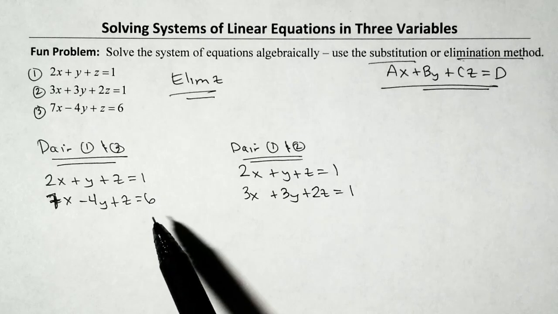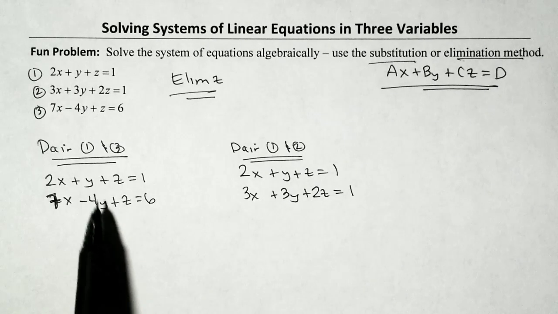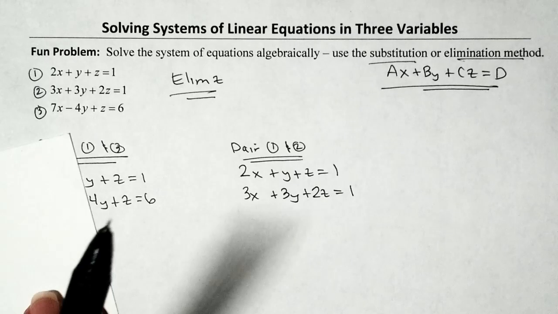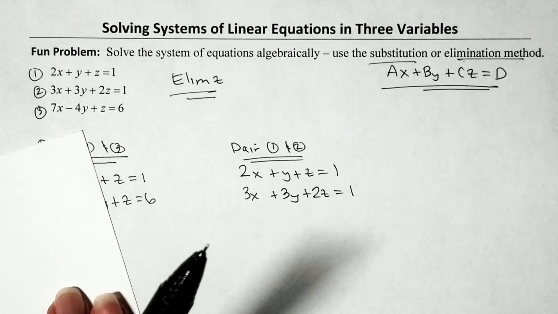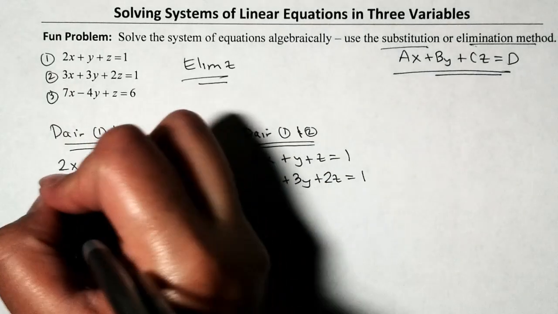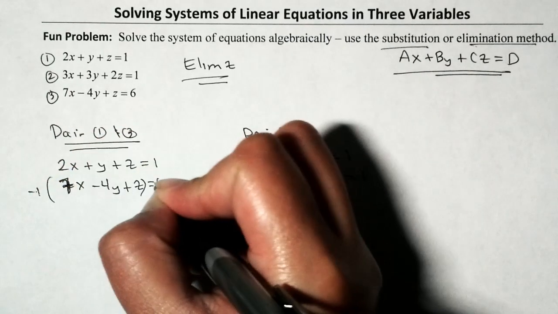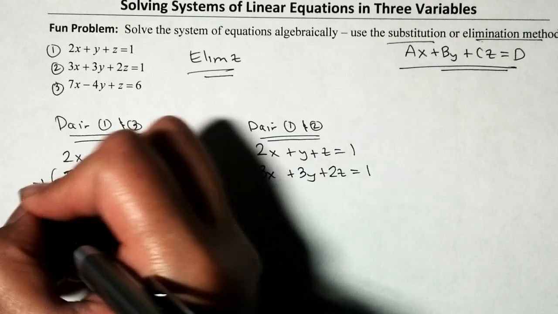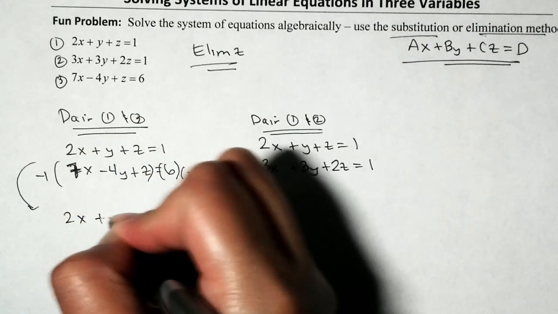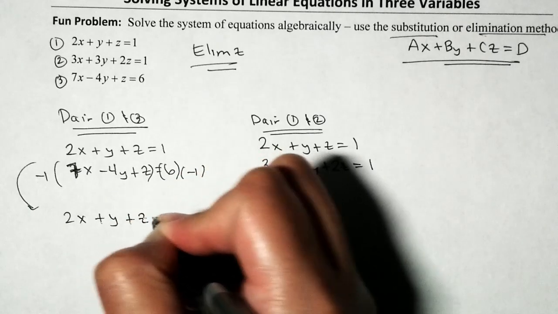Okay, so let's go ahead and remind ourselves which variable we are trying to eliminate. We're trying to eliminate z. The coefficients are both positive 1 on z. We need a positive 1 and a negative 1. So with your permission, we're going to multiply the bottom equation by negative 1. The top equation was perfect, so that will give us 2x plus y plus z equals 1.